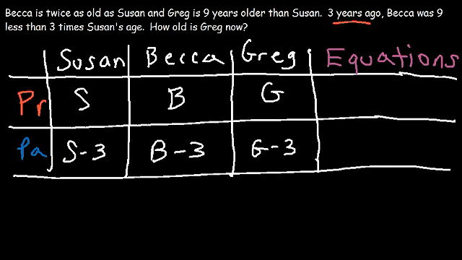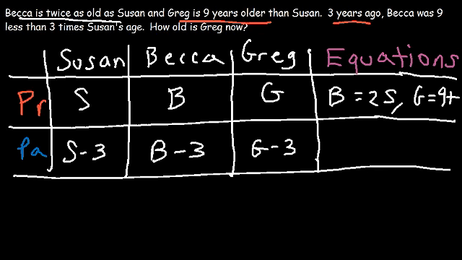Now what equations do we have? In the present, Becca is twice as old as Susan. So B is equal to 2S. Now, also in the present, Greg is 9 years older than Susan. So we could say G is 9 plus S.